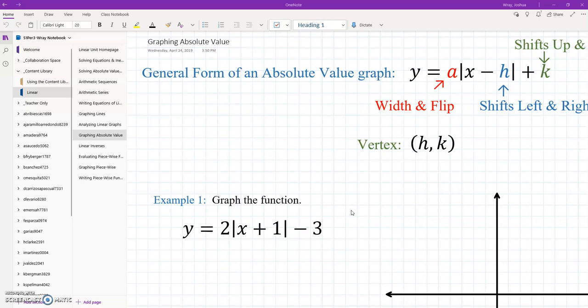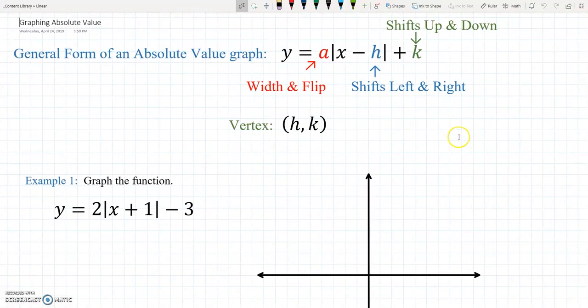All right, this lesson is on graphing absolute value. Let's get started. Okay, the first thing I want you guys to know, and the most important thing I'm going to teach you by far, so make sure you're listening very close. Okay, this equation right here.